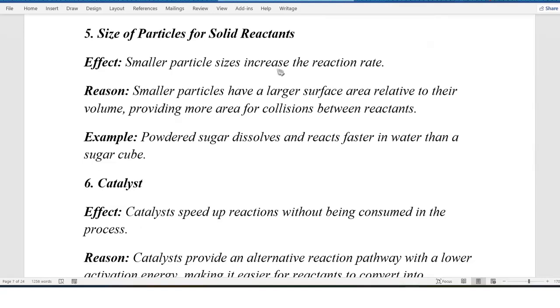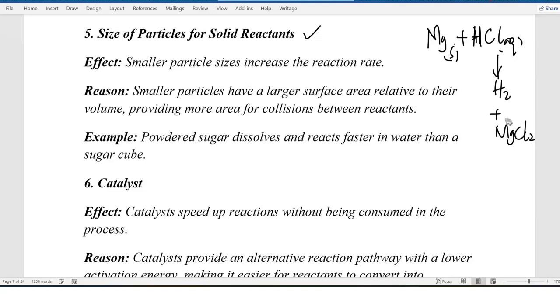Then the size of particles for solid reactants. This is important. So the smaller the particle is, the more the rate will increase. So smaller particles have a larger surface area relative to their volume, providing more area for collisions. So imagine a reaction between, for example, magnesium and maybe hydrochloric acid. So this is a solid and maybe this is an aqueous form, producing hydrogen gas and maybe magnesium chloride.